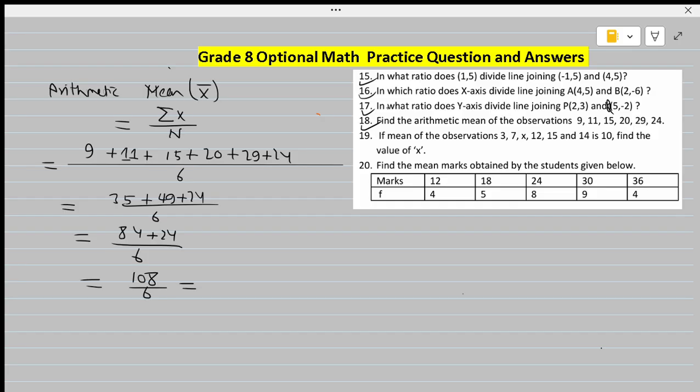So it's divisible by 2. First I go with 2: 2 fives are 10, 2 fours are 8, and 2 threes are 6. Again it is divisible by 3: 3 ones are 3, 3 sixes are 18. Therefore the arithmetic mean is equal to 18. Now after 18, I go with number 19. So let's make it clear.